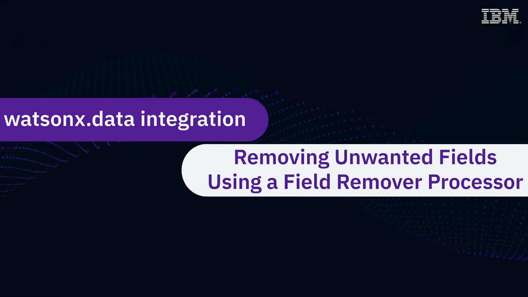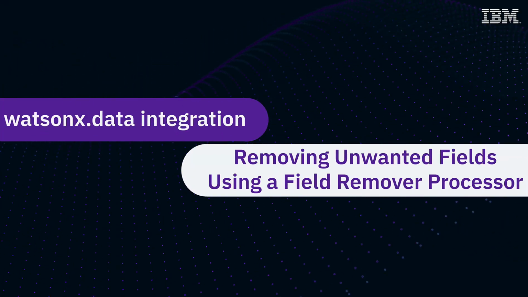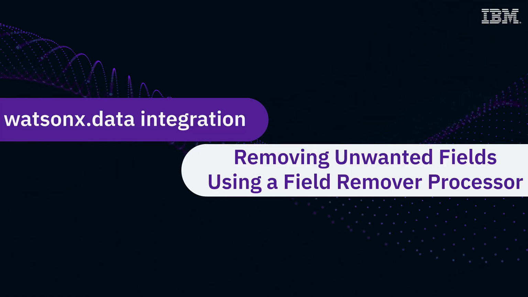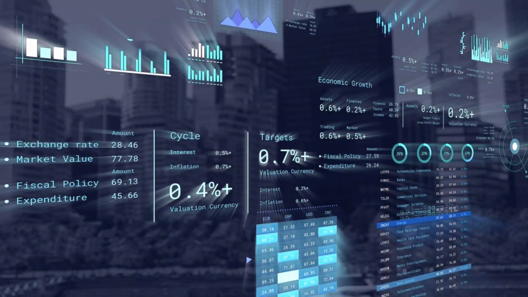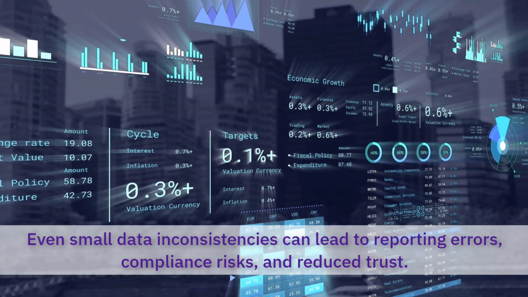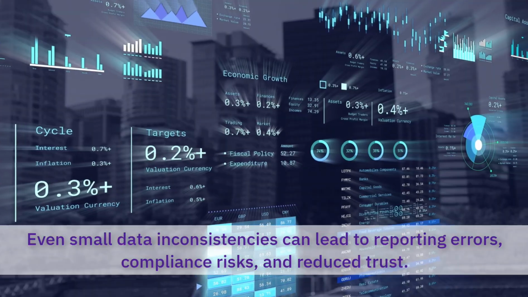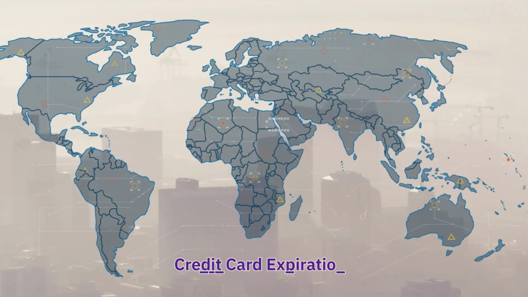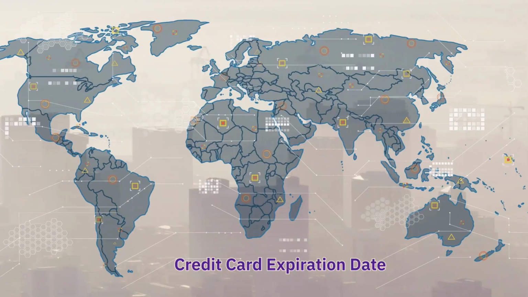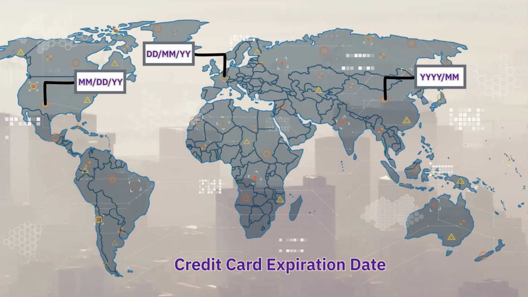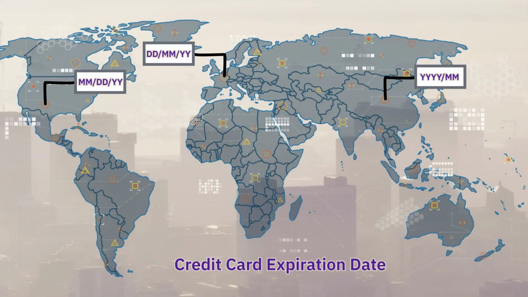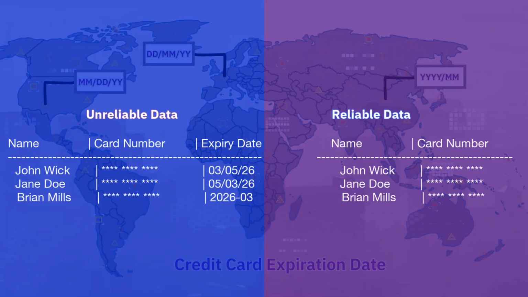In this lab video, you will learn how to remove a field from real-time streaming data using a field remover processor. In enterprise data environments, even small inconsistencies can lead to reporting errors, compliance risks, and reduced data trust. Fields like credit card expiration dates, especially when formatted differently across regions, can introduce ambiguity and unnecessary complexity into your datasets. To maintain clean, reliable data, organizations must identify and remove fields that do not add value or introduce inconsistency.